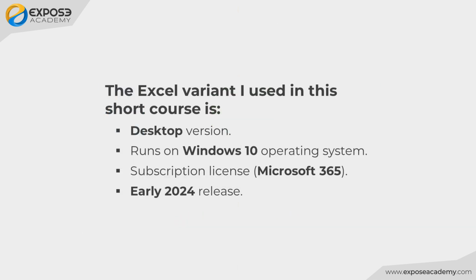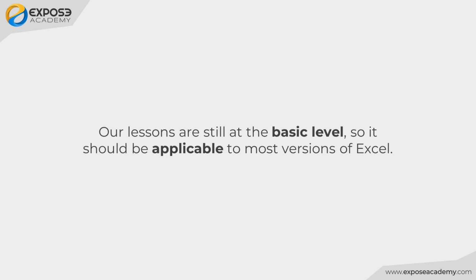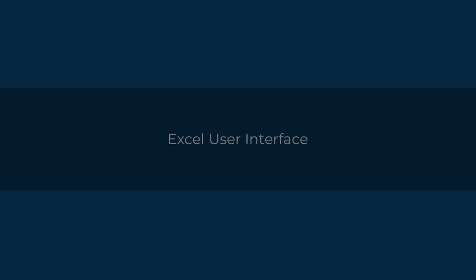To avoid confusion, I should explain that I recorded this video using a desktop version of Excel on a Windows 10 operating system. The licensing type is a subscription or Microsoft 365 version available in early 2024. If your Excel looks a bit different from the one I use, it is most likely due to the difference in type or version of software as I just explained. But you don't need to worry, as our discussion is still at the basic level. Inshallah, most of the things that I will be teaching should be applicable to any version of Excel.